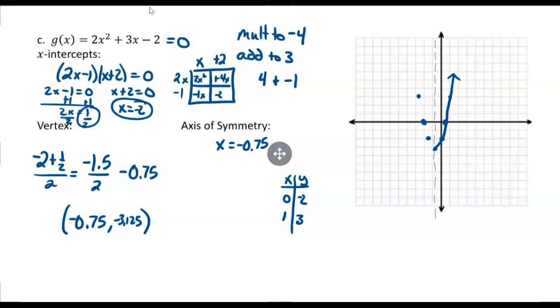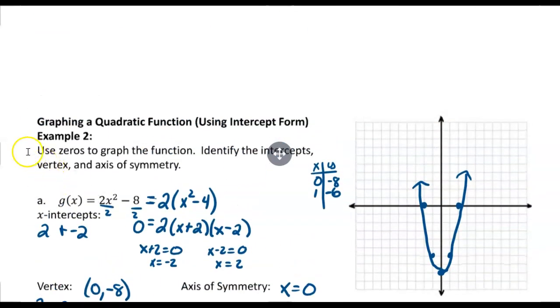So what tells you to factor and find your x-intercepts is when the instructions say use zeros to graph. That's when you're like, oh, I find the x-intercepts first, and then use the 2 x-intercepts and you add them and divide by 2. And that's how you find the x value of the vertex. And that's what you do when it says specifically in the instructions, use zeros to graph the functions, or using intercept form. That's what you do.